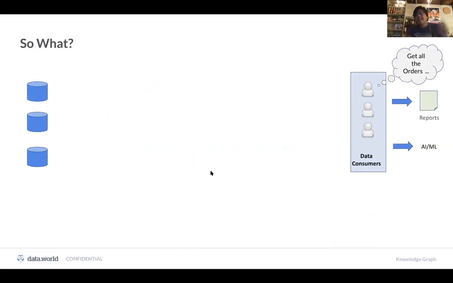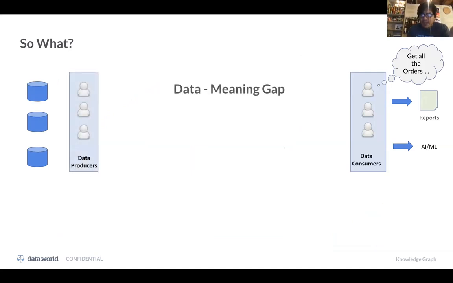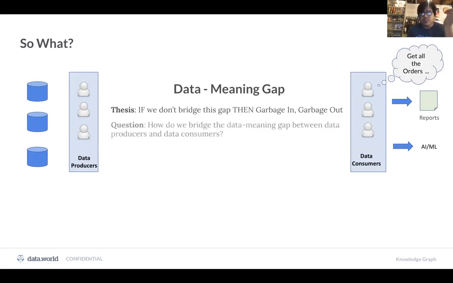Okay. I can keep going with more examples, but the takeaway I want is to share with you the real-world pains that people go through. We have these tools, right? We've got data warehouses, we've got data prep, but we still encounter these issues. So what? There is this big gap between the producers and the consumers, and this is what I'm calling the data meaning gap. And the thesis is clear: if we don't bridge this gap, it's going to be garbage in, garbage out. Any analysis we do, we won't be able to trust. So we really need to understand how we bridge this data meaning gap between producers and consumers.